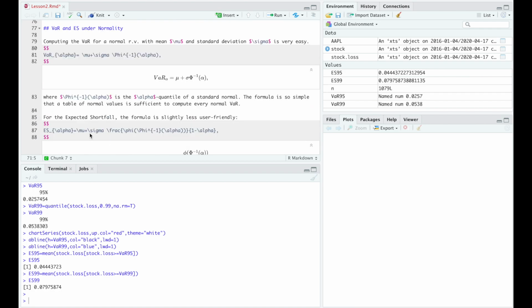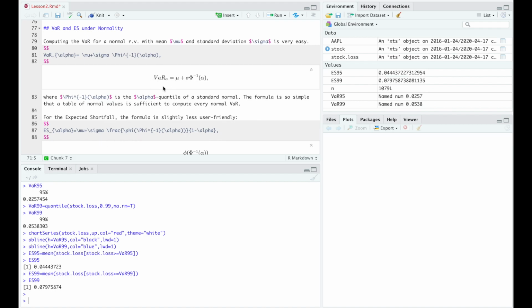Now, what happens if we want to compute VaR and expected shortfall under normality? We will see that, unfortunately, the normality assumption is omnipresent in risk management and often also a dangerous assumption. Yet, it is still used and abused a lot. Now, under the normal distribution, both the VaR and the expected shortfall have explicit functional representations. So we have an explicit formula for the computation of the VaR.